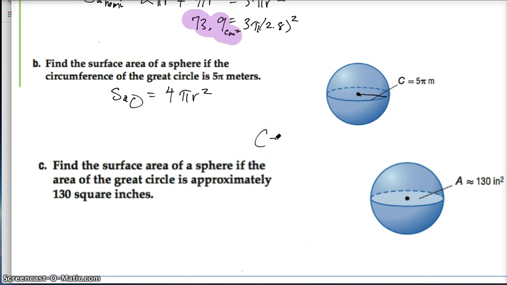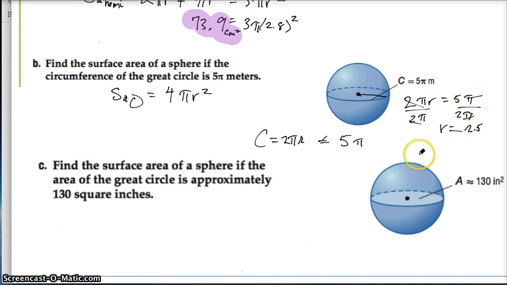So let's go back. The circumference of a circle is equal to pi times the diameter, or sometimes we write it as 2 pi r, which is an equivalent form. Since I'm looking for r, I'm going to use this form. The circumference is 5 pi meters, so 2 pi times the radius equals 5 pi meters. If I solve for r, I divide both sides by 2 pi, and I get that the radius is equal to 2.5. The pi's cancel out. Are you with me?